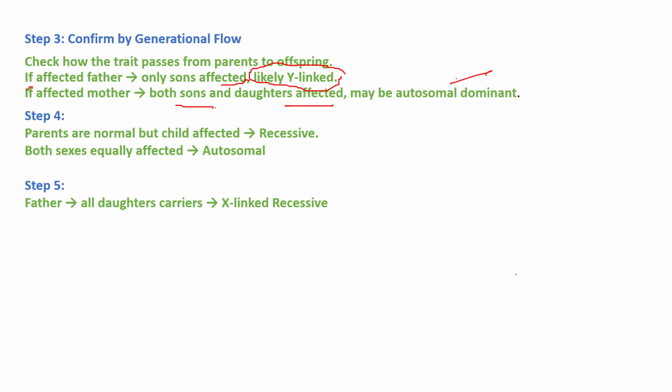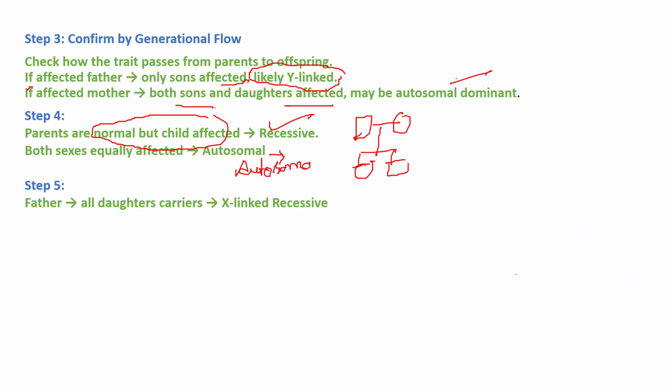Okay. Then, the next hint. Parents are normal, but the child is affected. So parents are normal, the child is affected. Means when you represent it in the form of a symbol, the parents will not be shown in any color, but the offspring will be shown in color. So that means the parents are normal, but the child is affected. Means it is recessive. If both the sexes are equally affected, means it is autosomal. That means finally we can say it is autosomal recessive.